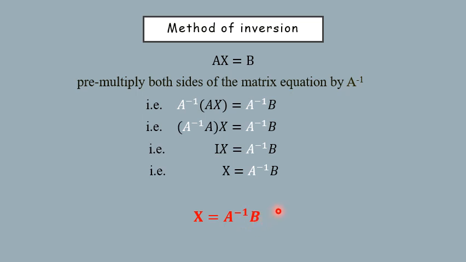To find the solution of given simultaneous equations by the method of inversion, first we find the inverse of this matrix A, that is the matrix of coefficients, either by using the adjoint method or elementary transformation. After that, by using this formula, it is possible to find the matrix X, which is the matrix of unknowns. That means it is possible to find the values of the unknowns. So just revise all these points, and tomorrow or in the next lecture we are going to find solutions of simultaneous equations by this method of inversion and also by the method of reduction. Thank you.